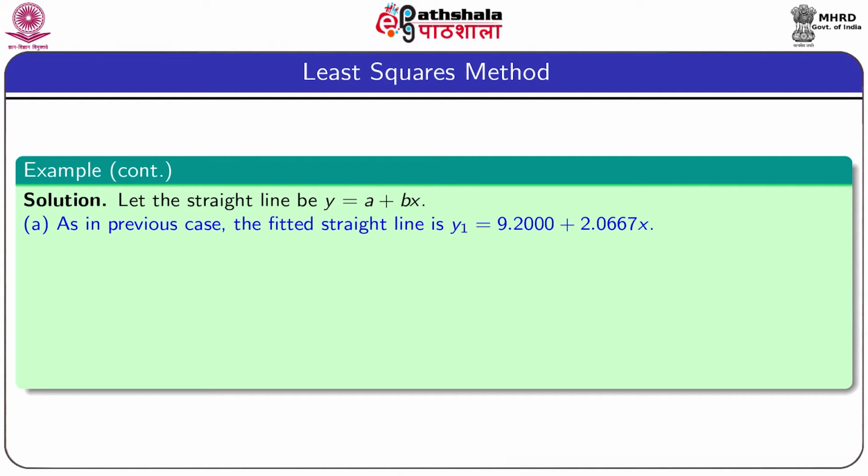Let the straight line be y equal to a plus bx. Now for problem A, that means to fit the straight line without considering the weights, the fitted straight line is y1 equal to 9.2000 plus 2.0667 into x.